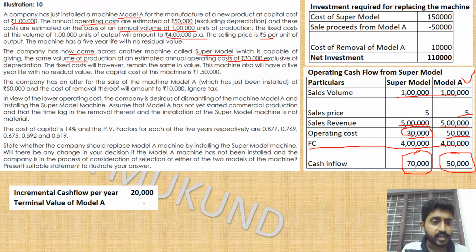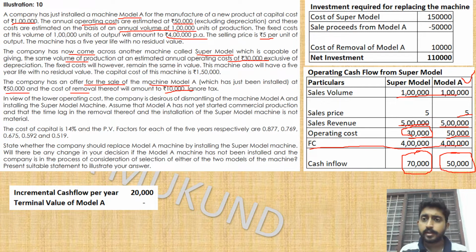Let's read out the question. The company has an offer for sale of the machine model A at 50,000 rupees. So somebody outside is ready to take the second hand equipment for 50,000 rupees. Since you have already installed it, if you want to remove it and do proper packing, it will cost you 10,000. That is the removal expense of model A which you have already installed. You have to remove it, and there is a buyer who is ready to buy your machine for 50,000 rupees.